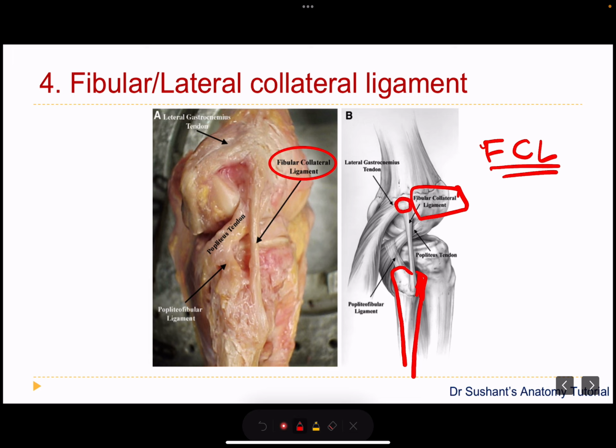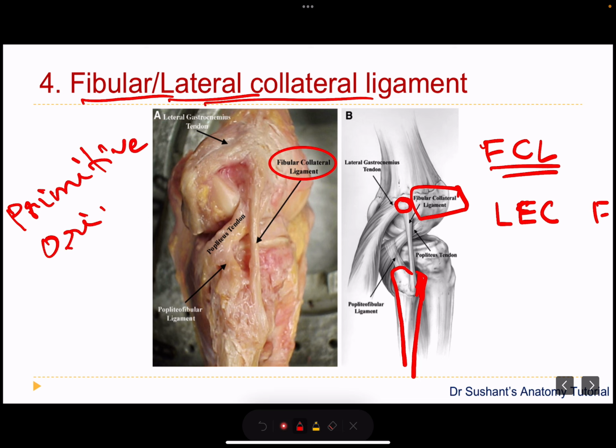This is the lateral epicondyle of the femur. So the fibular collateral ligament extends from the lateral epicondyle of the femur to the head of the fibula, close to the styloid process. Now, this ligament, the fibular or lateral collateral ligament, is morphologically derived from the primitive origin of the peroneus longus muscle.